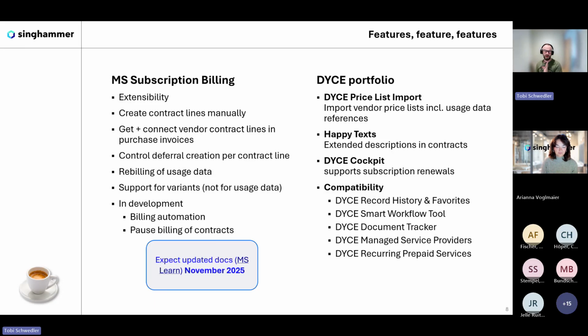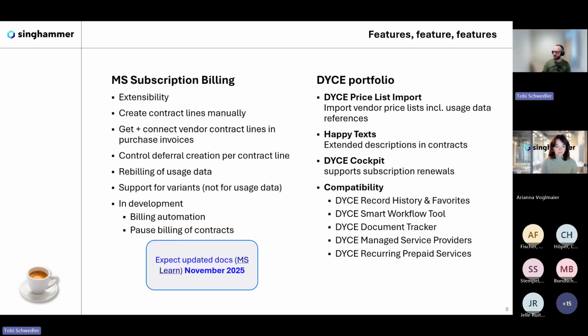And this is a new functionality that hasn't been in DYCE before: you can use extended descriptions also in contracts and in the subscription lines. It's basically transferred from sales to the contract line, or it's created there from scratch and then transferred to the invoice again.